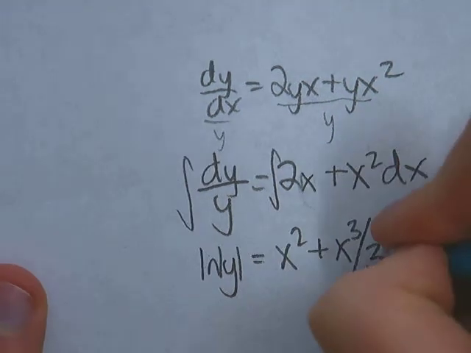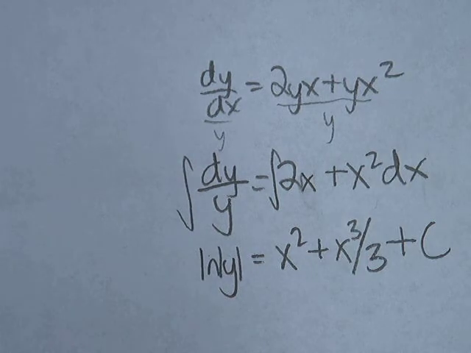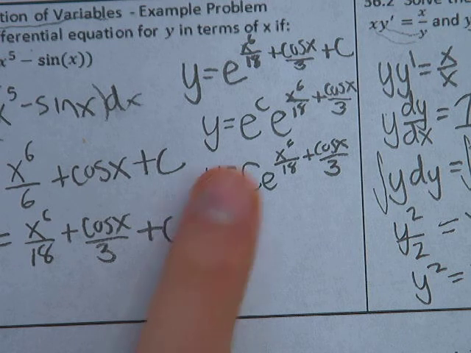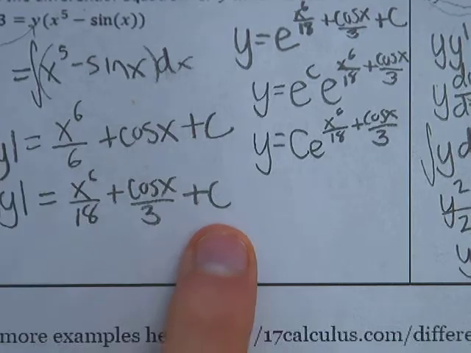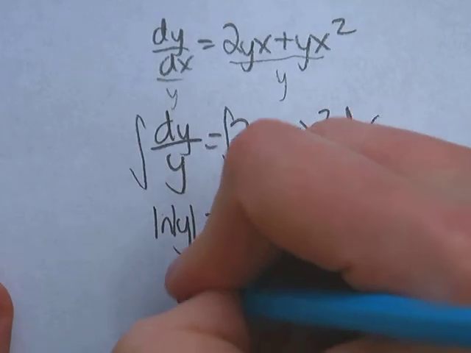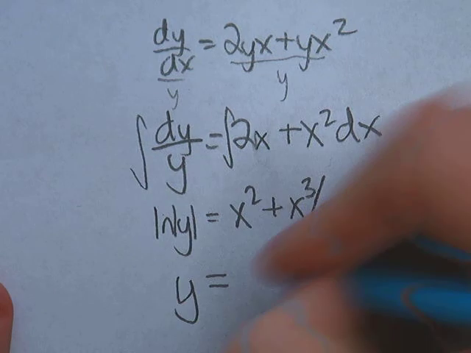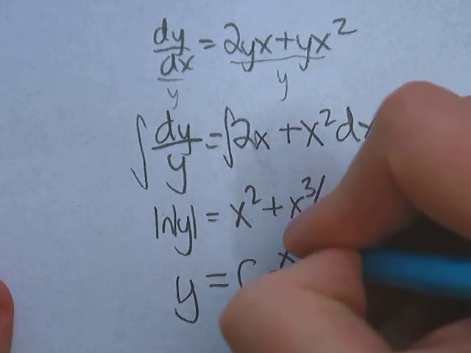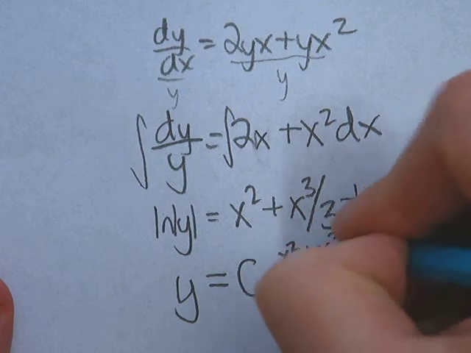Plus c. And this is so similar to the first example here. It's going to be the exact same sort of thing because we have a plus c, and we're going to e to the power of both sides to get rid of the natural log here. And so I'm just going to shortcut to the answer. It's y equals c e to the x squared plus x cubed over 3.